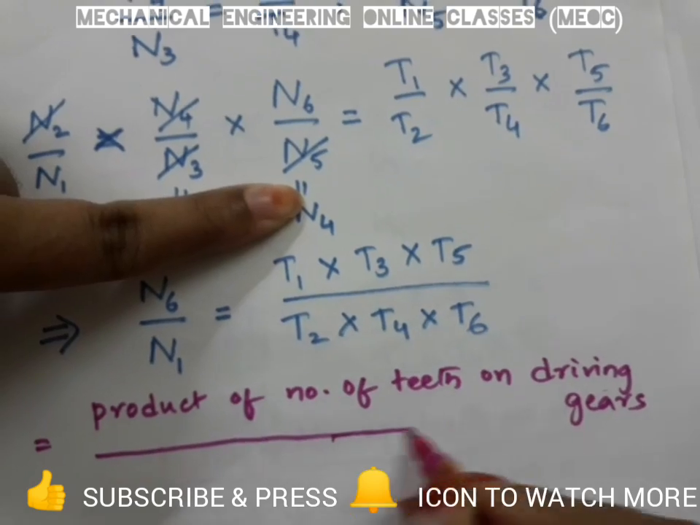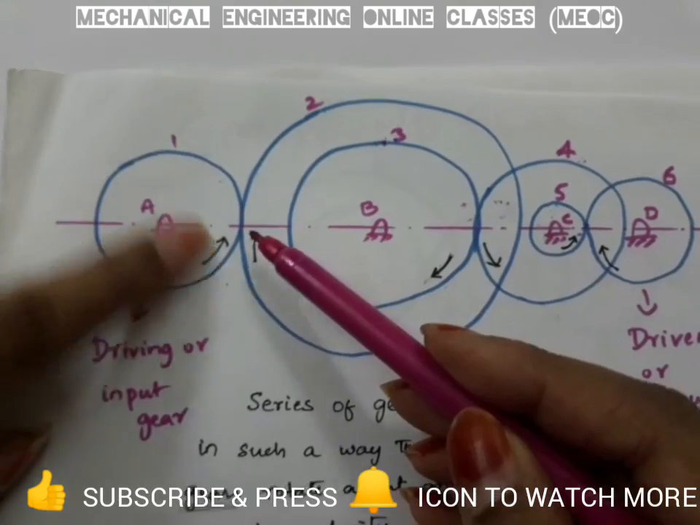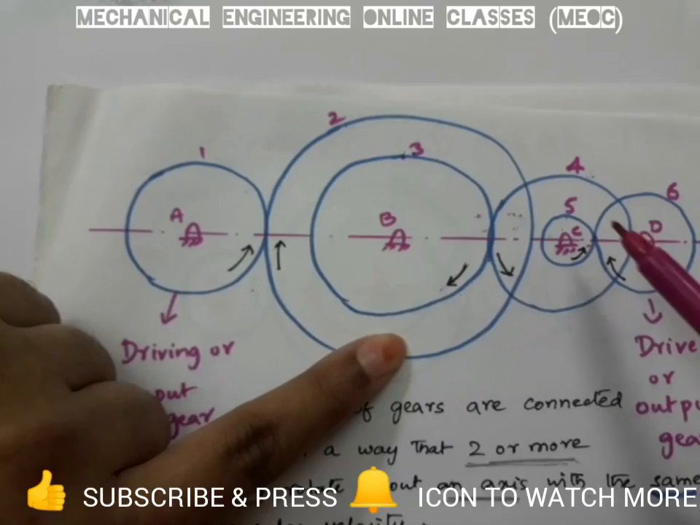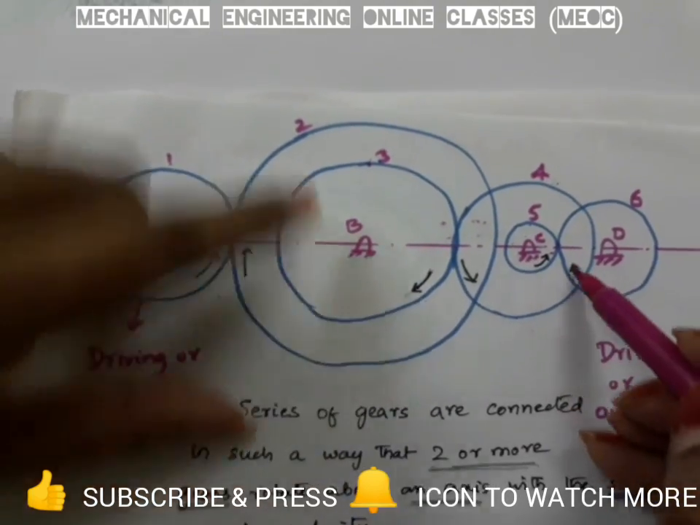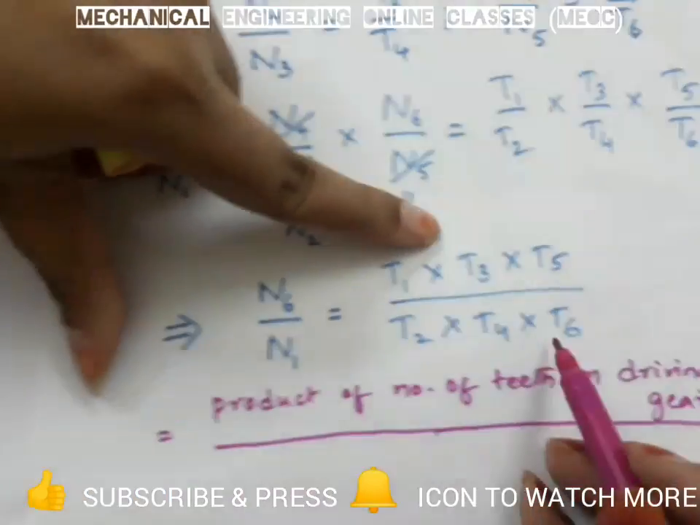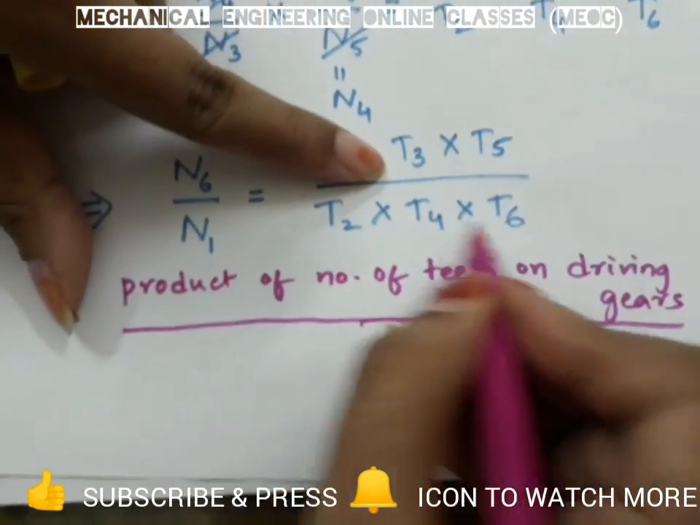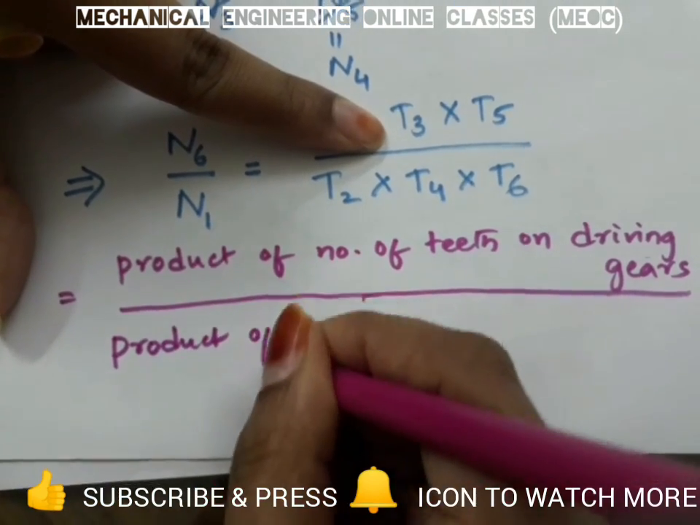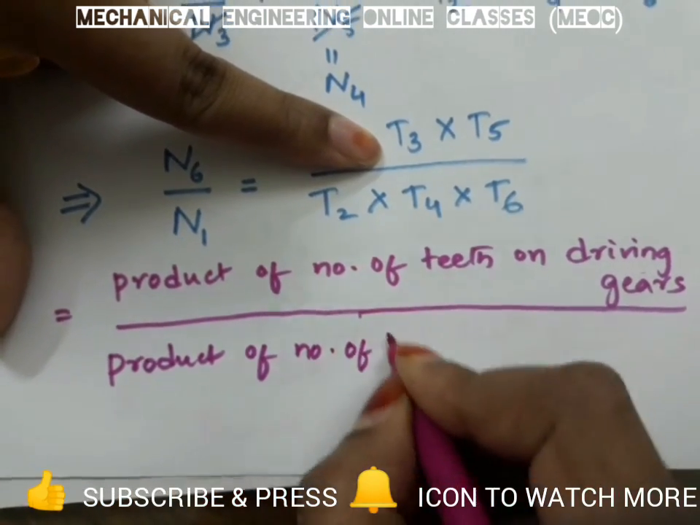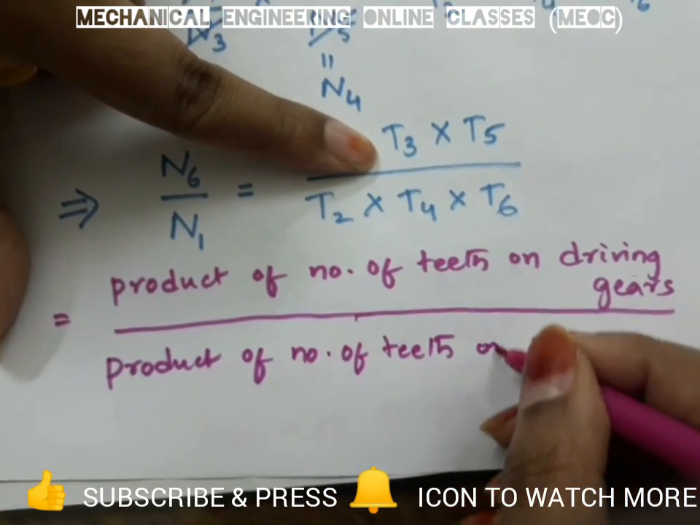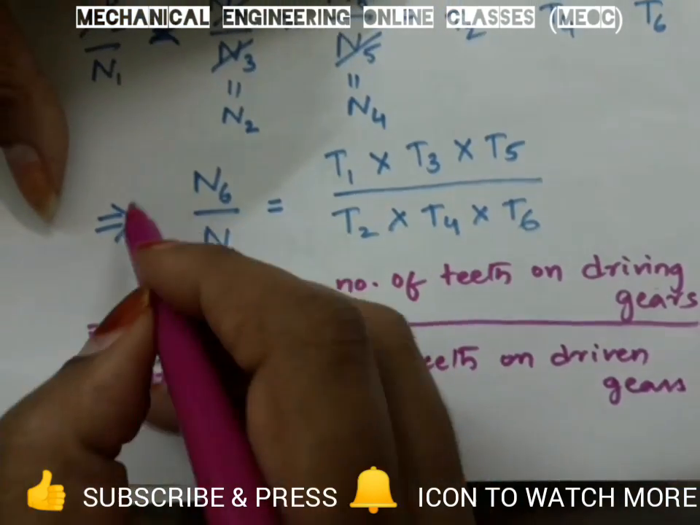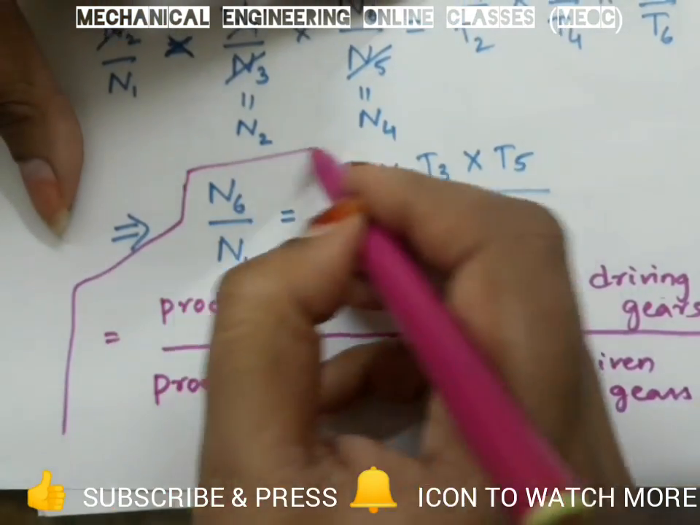Similarly, in the denominator we have gears 2, 4 and 6. Here 2 is driven, and because 3 is driving, 4 is driven, and because 5 is driving, 6 is also driven. So all the denominator terms are driven gears. So it is the product of the number of teeth on driven gears. This relationship is very important. Please remember this.